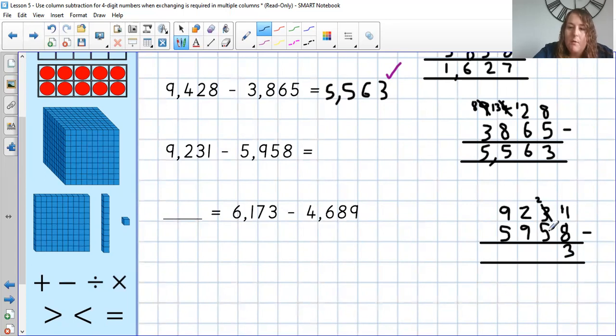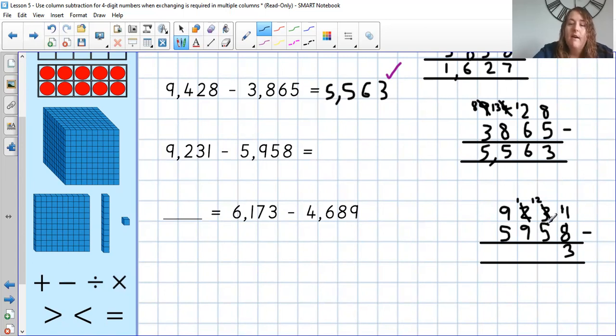Okay, 2 take away 5 now. Can't do that either. So I'm going to need to cross out the 2 here, leave a 1 there, and put the 1 next to the 2. So you can see how when there's lots of exchanges, you do have to be careful to make sure you're in the right boxes. So 12 tens now.